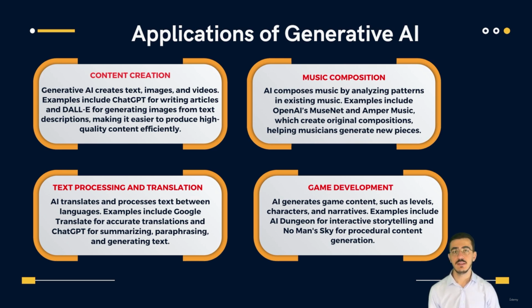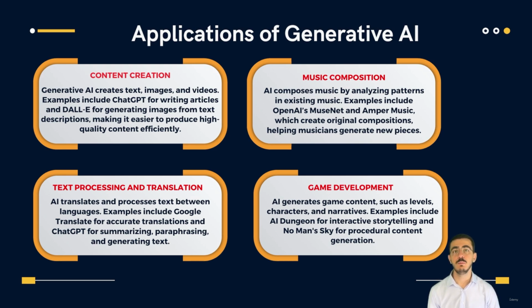Text processing and translation. In the realm of linguistics, AI models like Google Translate and ChatGPT are making significant strides. Google Translate helps break down language barriers by providing fast and increasingly accurate translations. Similarly, ChatGPT can summarize lengthy documents, rephrase content to change tone or style, and enhance written communication efficiency.